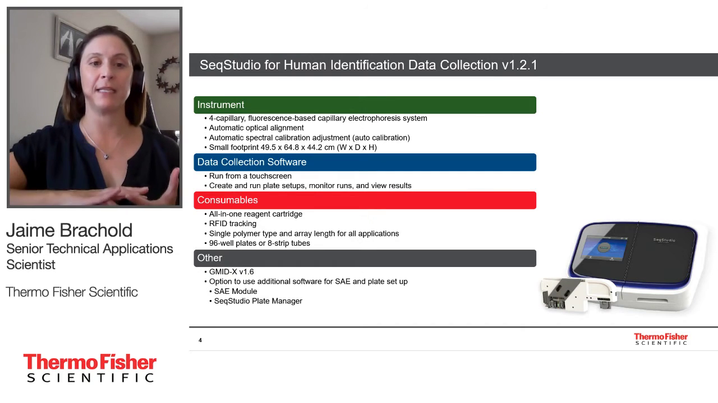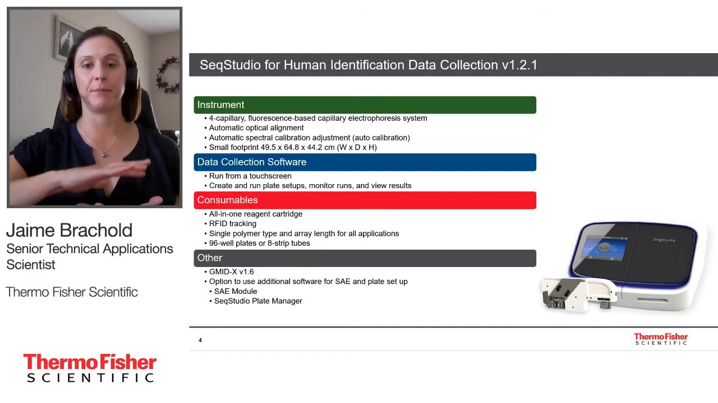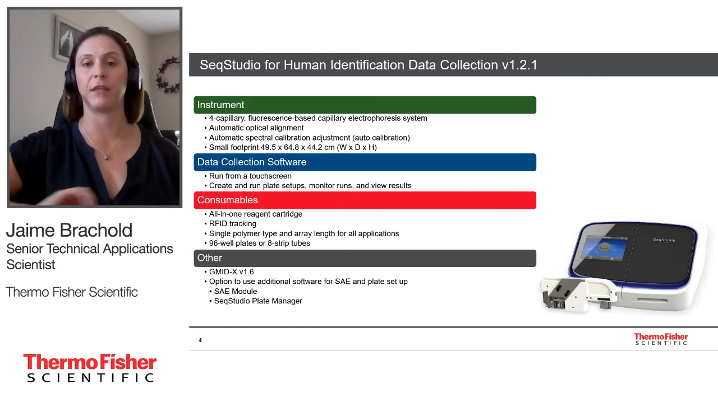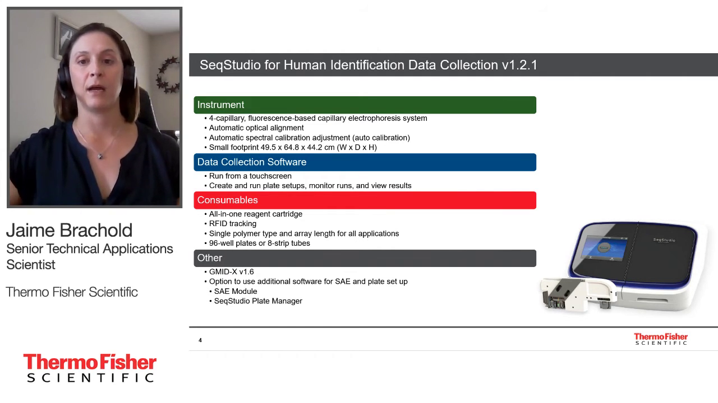There's also no more plate sandwich. Your CE plate sits right on the auto sampler, and then there's just a lid on the auto sampler that closes down over the septa that's on your plate.